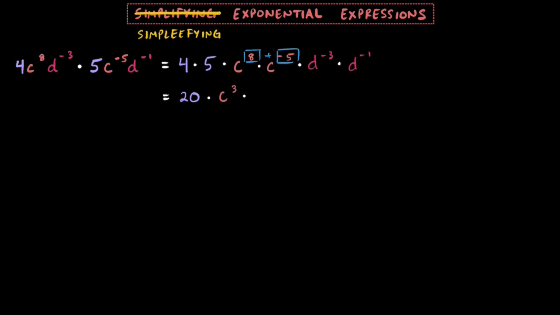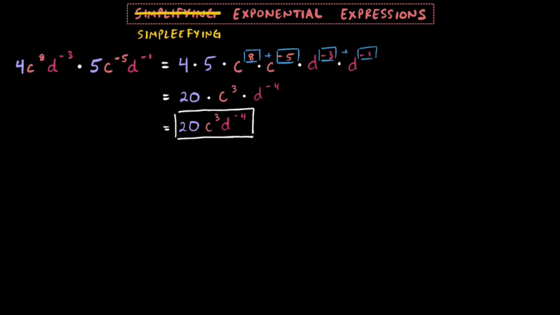And then finally, for the base of d, we see that we have d to the -3rd power times d to the -1st power. So keep in mind that we can add those exponents together. So -3 plus -1 is -4, so we can write this as d to the -4th power. Okay, so rewriting this as simplified as possible, we're going to have 20, and then we get rid of that dot there, and it's going to be times c to the 3rd power, and then times d to the -4th power.